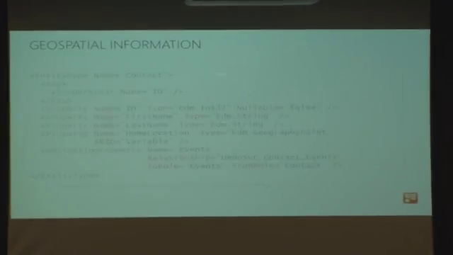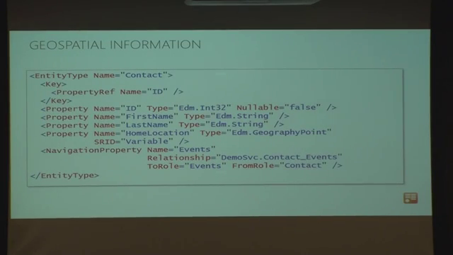So from the representation perspective, on metadata, this is a typical type declaration in $metadata. And you can see the home location property is declared as a geography point. The way we exposed geospatial information is there are two hierarchies: a geography hierarchy and a geometry hierarchy. That depends on whether you want to think about the world flat or rounded. And there's a lot of work in geospatial that actually assumes a flat Earth, so you kind of have to have both.